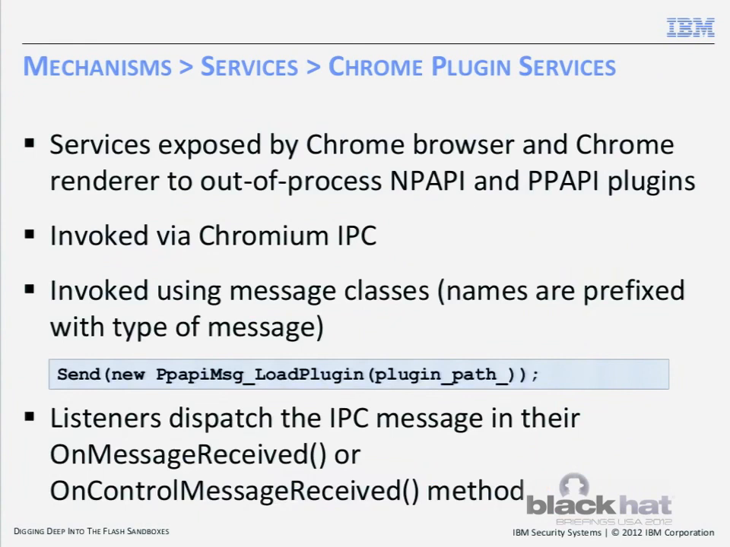The second set of services we'll discuss is the services exposed by the Chrome browser process and the Chrome renderer process to out-of-process NPAPI and PPAPI plugins. These are invoked via Chromium IPC. In the Chromium source, you will notice that invoking these services involves instantiating message classes. In this case, this is the instantiation of the PpapiHostMsg_Log plugin message class, and the resulting class instance is passed to a send method.